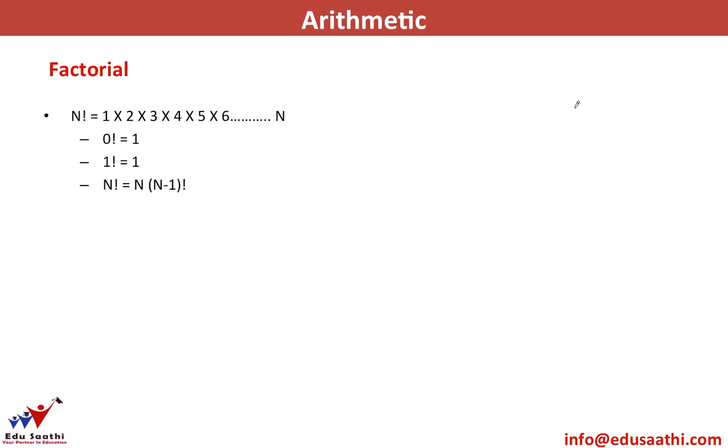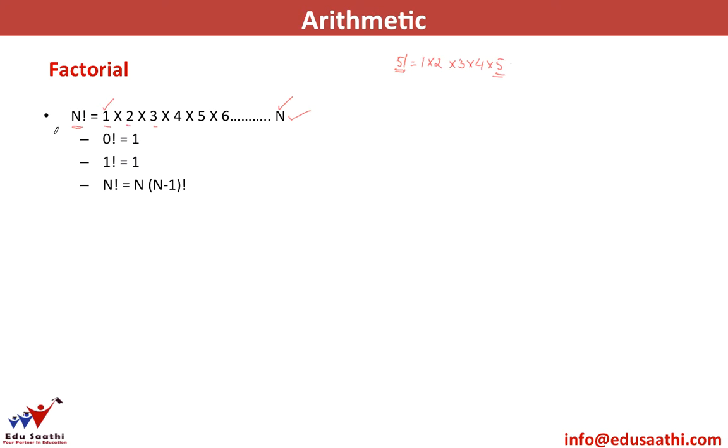Factorial, as many of you would already know, is given as the product of consecutive natural numbers starting from 1 to the number itself. So if I have to find out 5 factorial, I'll start from 1 and keep on multiplying all the consecutive natural numbers till I reach n. So that is the definition of factorial.